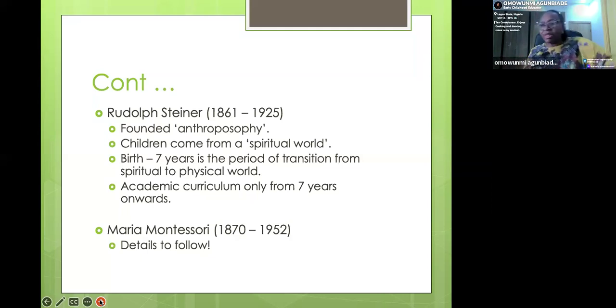Holistic development. He believes that education should develop the mind, the body, and the soul. Also, one of the principles is play-based learning. He emphasized learning through play, child-centered, then respect for developmental stages, art integration. He believes strongly that in education, the child's developmental stages are absolutely key, and always a focus in that method of education. Then we have Maria Montessori.